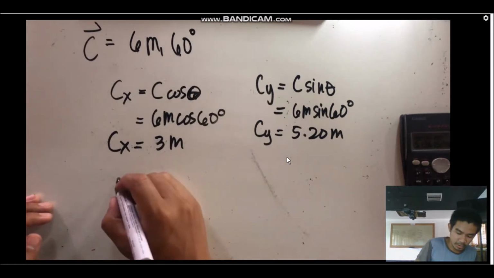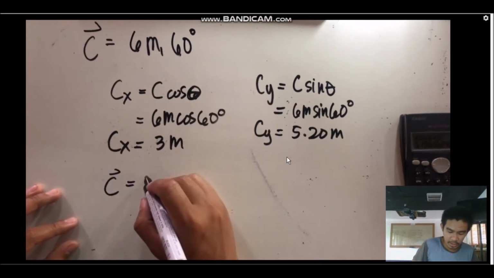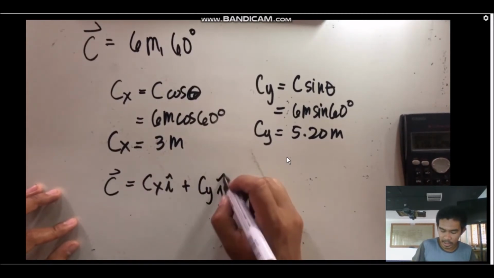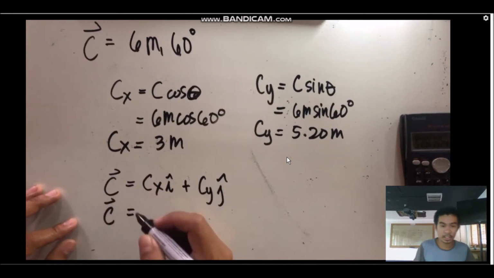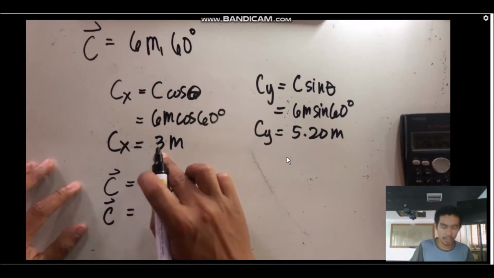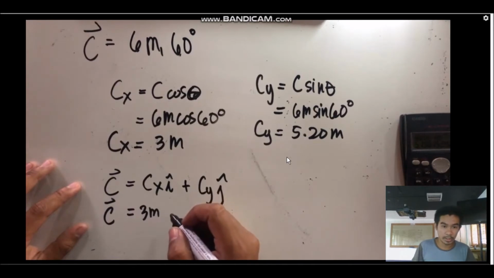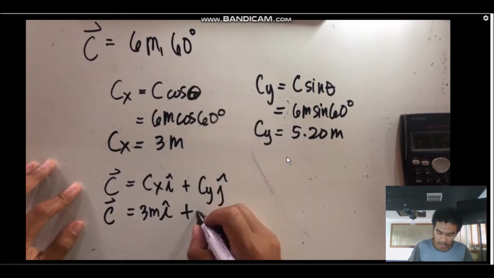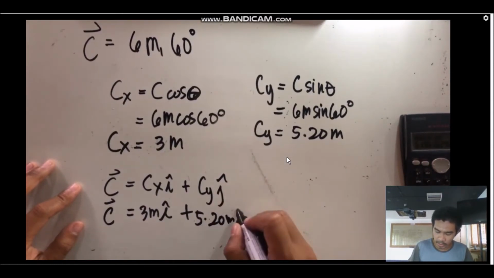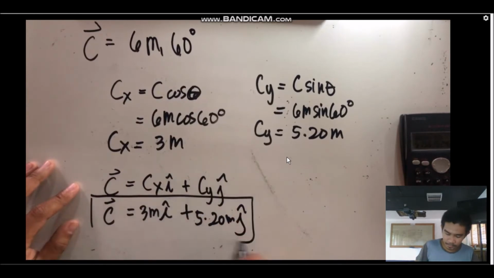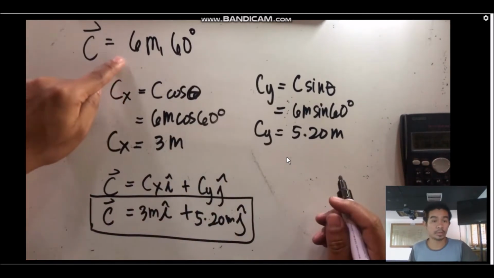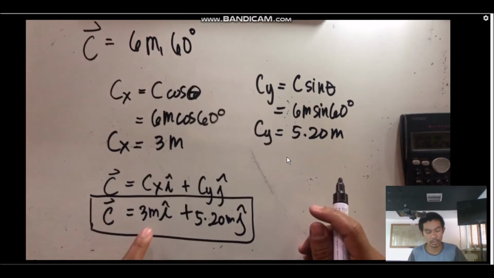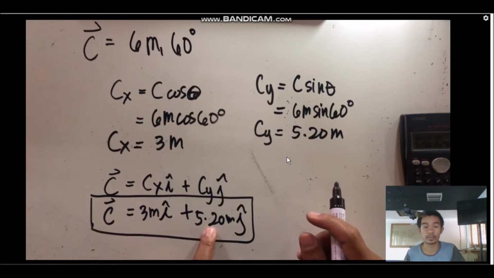Then vector C is equal to C x i hat plus C y j hat. What is C x? The x component, that's 3 meters. So you have 3 meters i hat plus C y, 5.20 meters j hat. So we expressed a vector C that is expressed in magnitude and direction into its components with unit vectors.